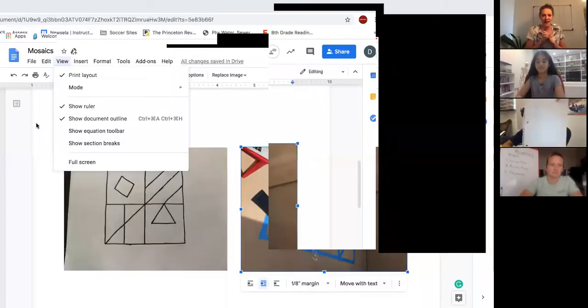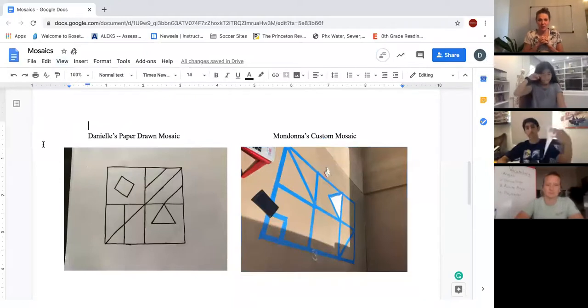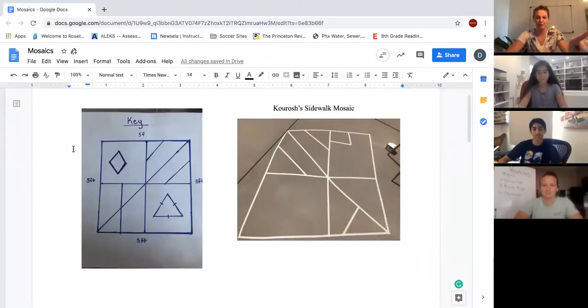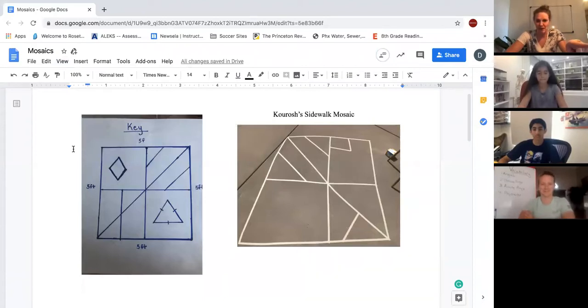All right, so we took pictures of the sidewalk as well as pictures of the small scale ones that Danielle drew. So the key is in the top left here in blue. So that's the one that I created when I created the instructions. So we want to see how close we were. Karosh, can you tell us a little bit about your mosaic?